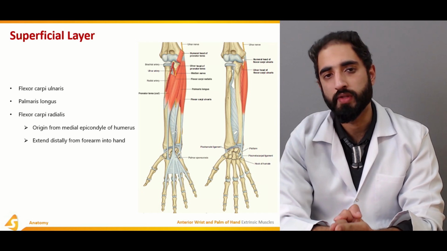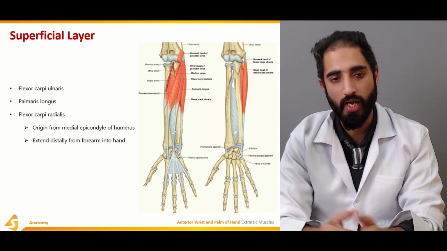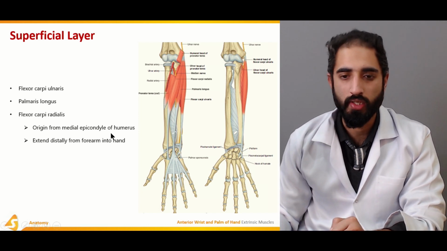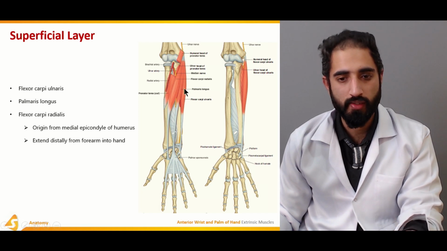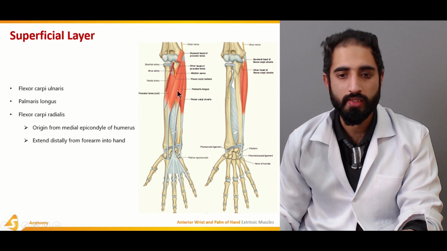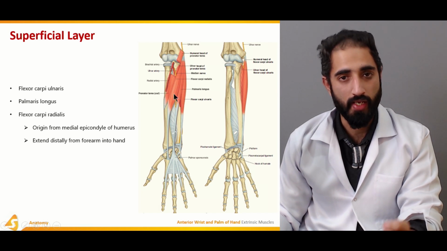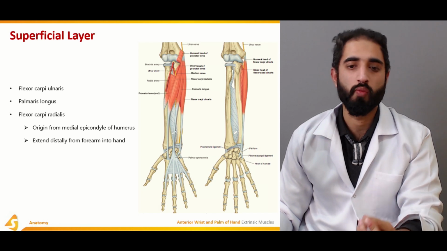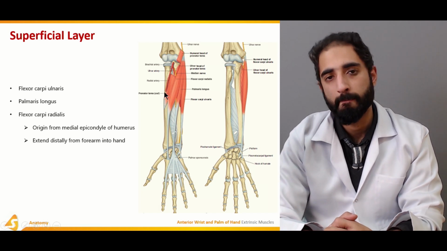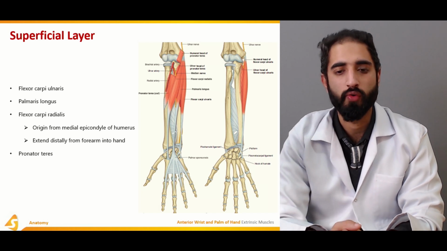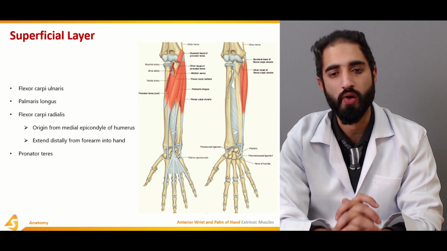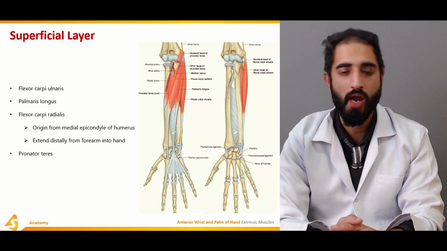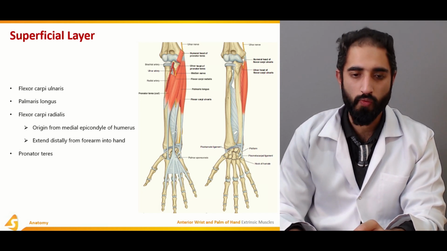Even though all of them arise from the medial side, which is the medial epicondyle, the radialis moves more laterally. Here we can see that the muscle on the most medial aspect is the flexor carpi ulnaris, the one in the center is the palmaris longus, and the one on the lateral side is the flexor carpi radialis. Then there is another muscle even more lateral to the flexor carpi radialis, and that is the pronator teres. But pronator teres is mentioned separately because it has a different origin site compared to the flexor carpi ulnaris, palmaris longus, and flexor carpi radialis.